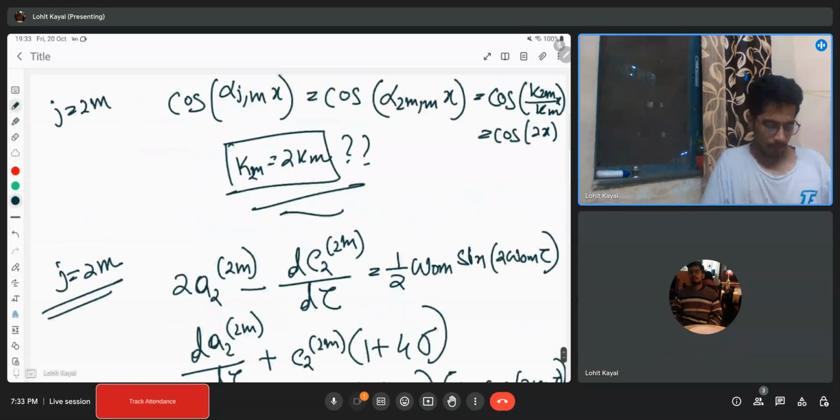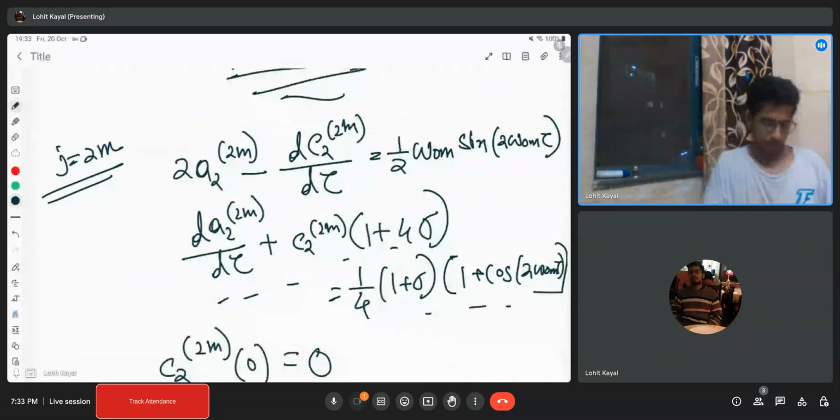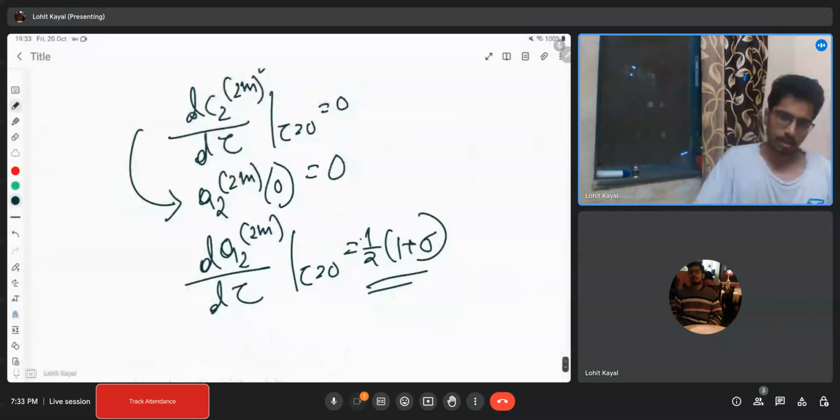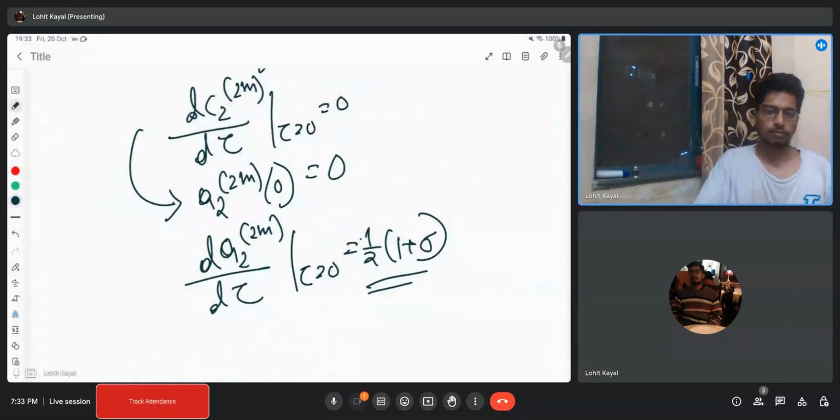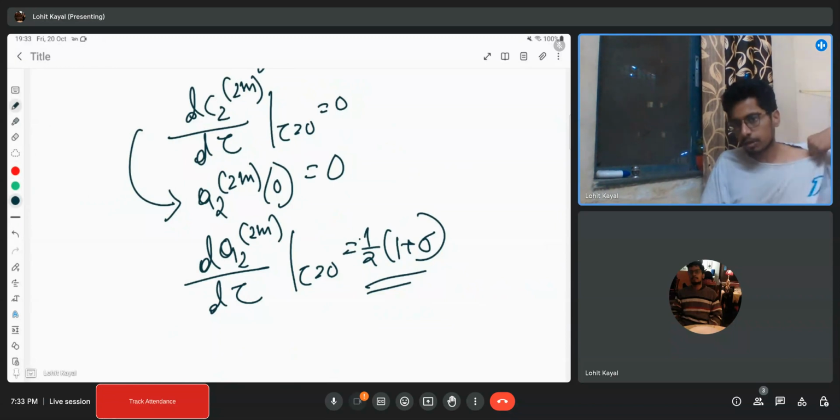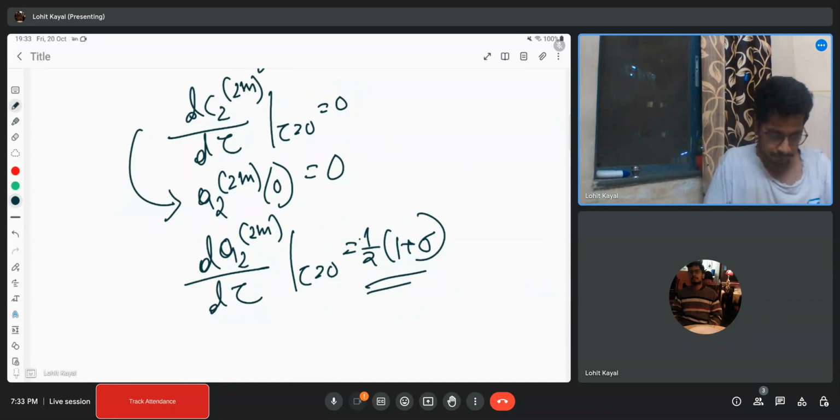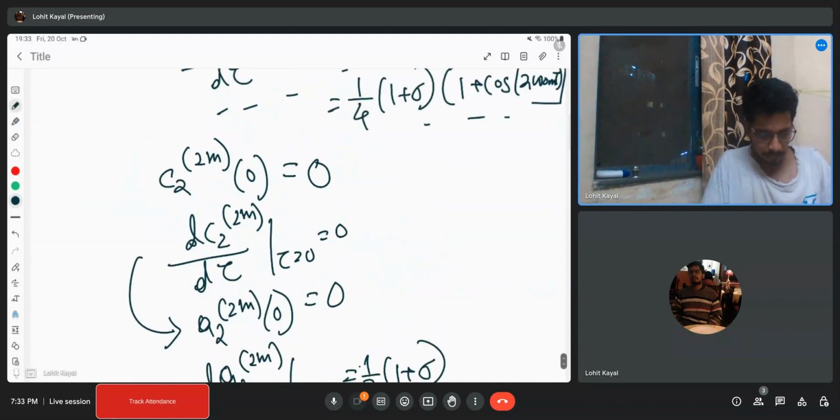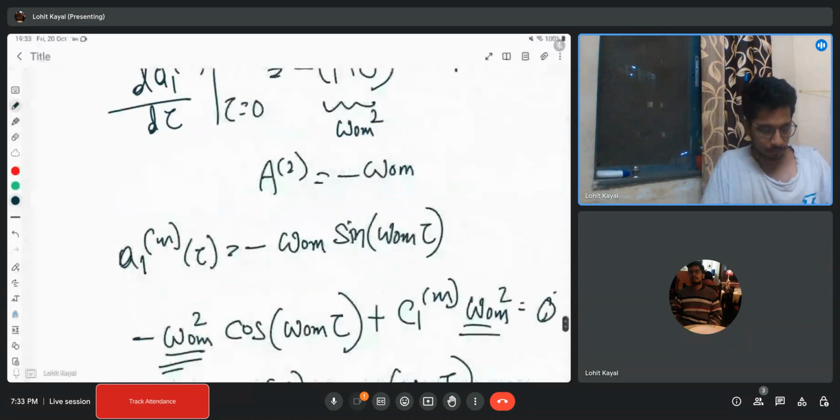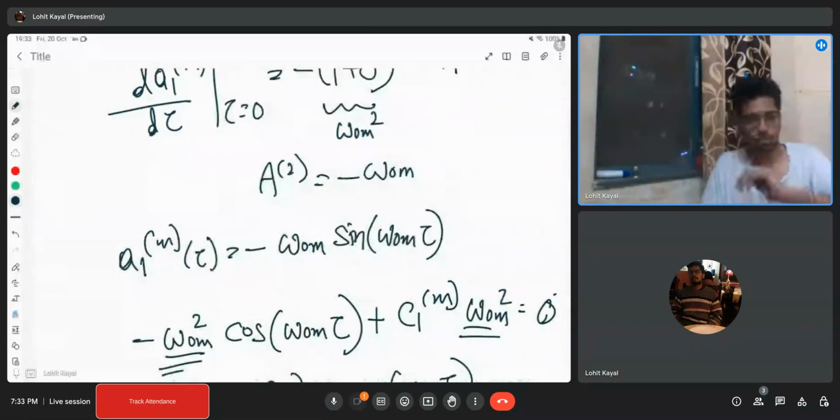And you will receive this term from this expression. Okay, just figure that out. You will finally receive this term. So now you can solve the expression for a2 of 2m. Okay, and see that for any other term you will not be getting any solution for j equal to m or 3m or 4m or 5m. Okay, you will not be getting any solution.